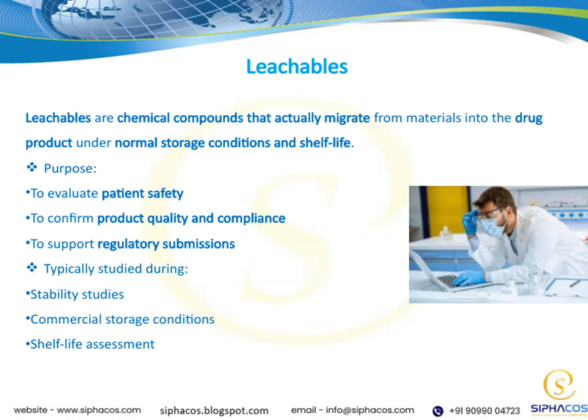Let's talk about leachables. These are chemical compounds that can actually migrate from the materials used in packaging or containers into the drug product itself. This process happens under normal storage conditions and throughout the product's shelf life. It's important to understand that these compounds can potentially impact patient safety, so evaluating them is a key part of our safety assessments. The main purpose of studying leachables is to ensure that the drug remains safe for patients. We also want to confirm that the product maintains its quality and complies with regulatory standards. This helps us demonstrate that everything is within acceptable limits and that the product is reliable.